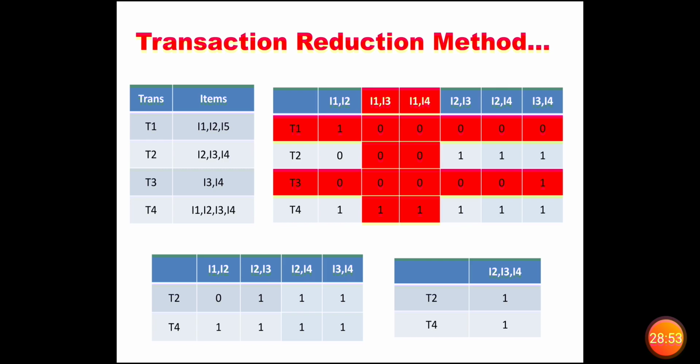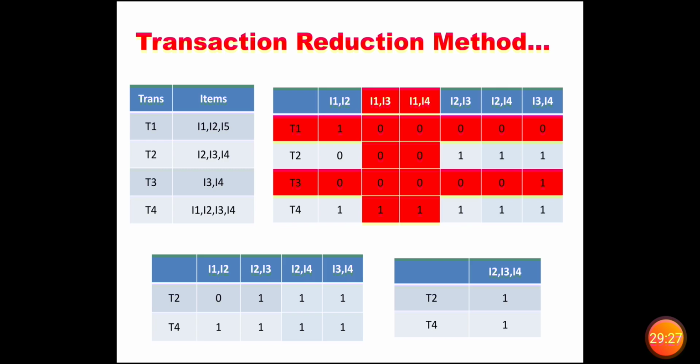If you join these two columns, we'll get the next table, I2 I3 I4. So the third table on the left side, if you join the middle two columns, we'll get the fourth table on the right side, I2 I3 I4. Now we'll see whether I2 I3 I4 has occurred in the base table, in the T1 transaction. It has not occurred in T1, but it is available in T2, so we marked 1 here.